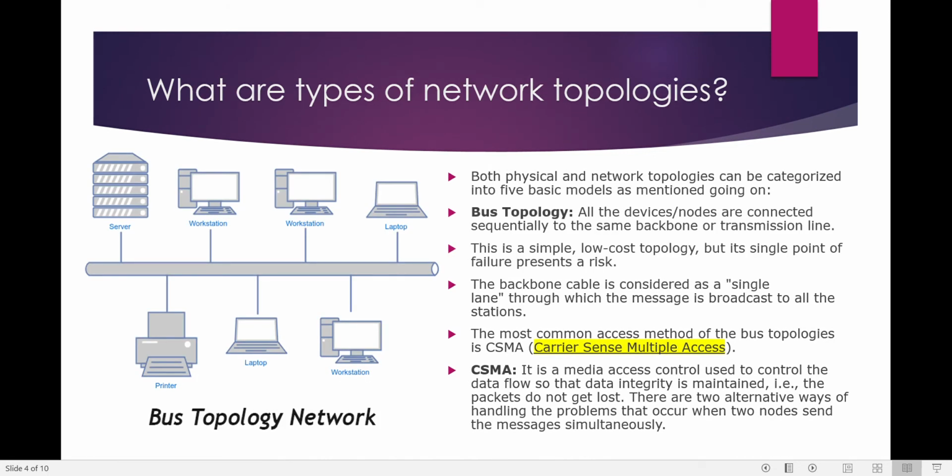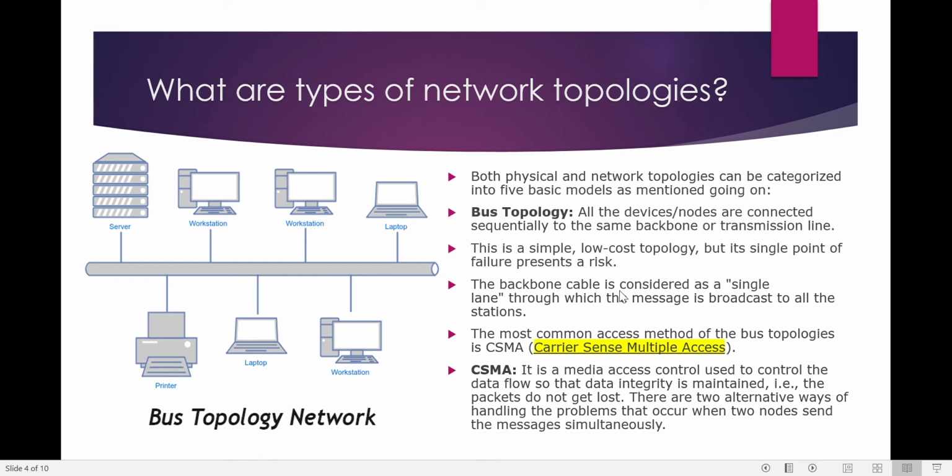So there are multiple types of network topologies. Both physical and logical topologies can be categorized into basically five models, as mentioned. So first of all, the first model is a bus topology. All the devices or nodes are connected in a sequence to the same backbone or transmission line, that is known as a bus topology. This is a simple and low cost topology, but single point of failure is a risk.